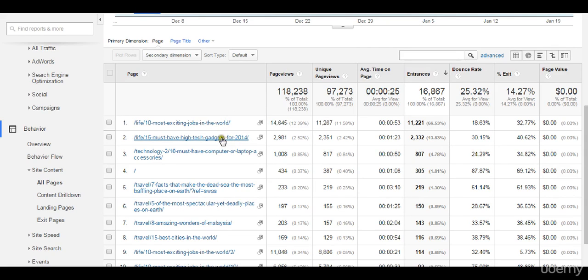So this one, high-tech gadgets, you can see that this would be for software or gadgets, technology. This would probably have a higher cost per click. The same thing with computer or laptop accessories, higher cost per click because these are advertisers that have real money to spend. Now this is travel. This one, it depends because this could work out. 7 facts that make the Dead Sea the most baffling place on earth.